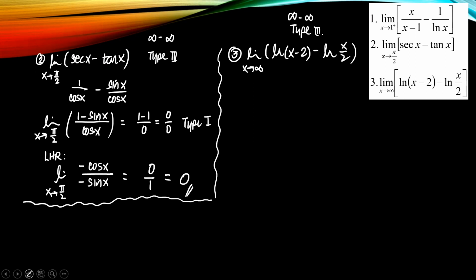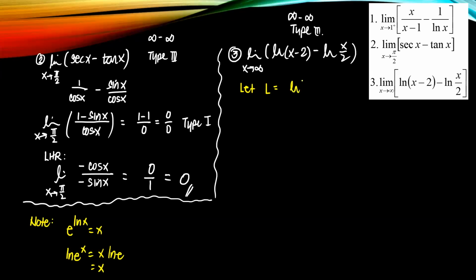So we have to make use of the concept of e. Note that e to the ln of x is x. ln of e to the x is x. ln e, which is actually still x. Okay, take note of this. So, if I say, let L be the limit of this one. Let L be the limit of ln of x minus 2 minus ln of x over 2.